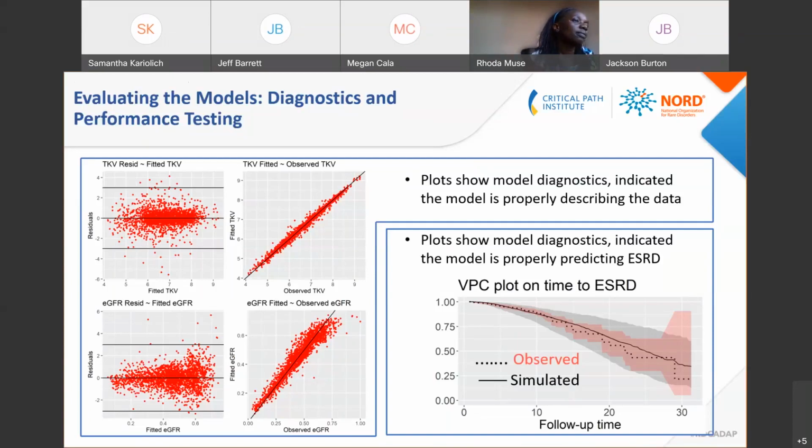On the very right-hand side, we see the visual predictive plot on time to end-stage renal disease. And if we especially focus on the first 3 years, we see that our model is doing extremely well based on the observed and simulated overlap.